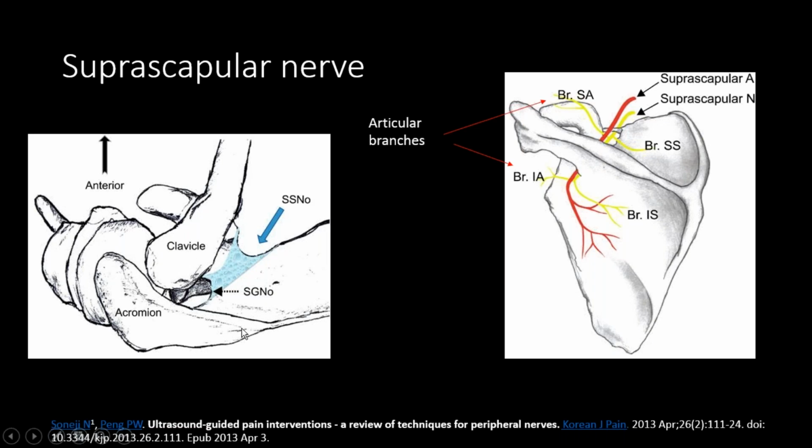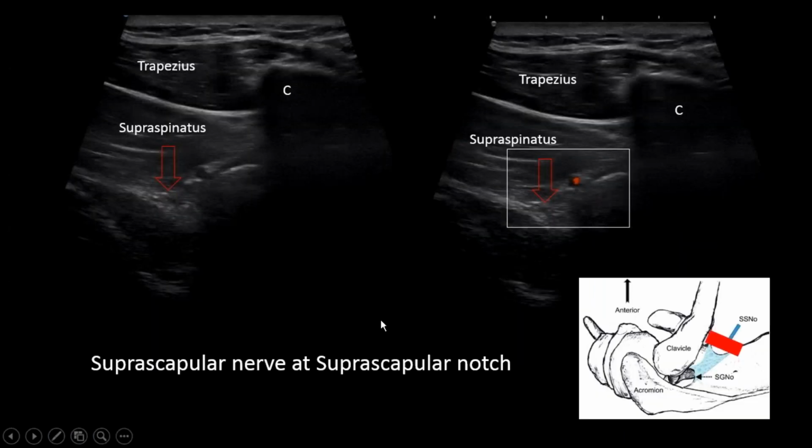So this is the superior view of the shoulder, looking at the course of the nerve. So the nerve courses from suprascapular notch to spinoglenoid notch in this direction. So to scan this nerve, we want to palpate the coracoid process and move medially in the same axis as the coracoid process to be over the suprascapular notch.